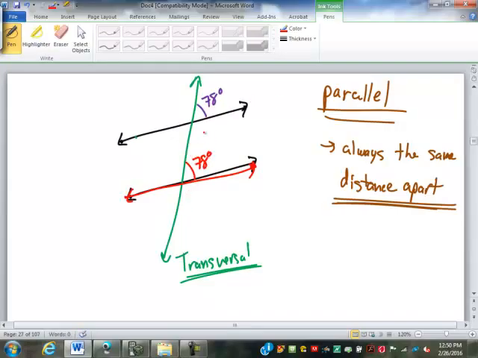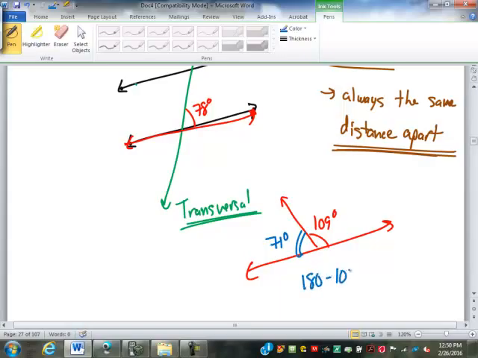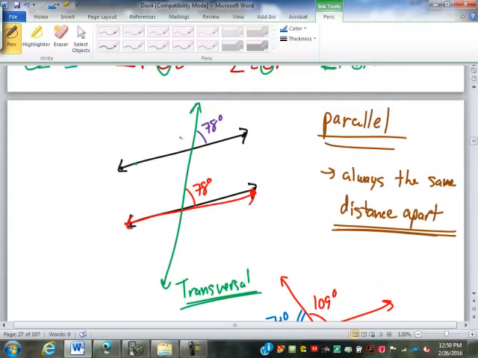Now there are some relationships between angles that we need to know. If we have two angles that add up to a straight line, let's say this angle here is 109 degrees. Do we know what this angle has to be? Yeah, what's it got to be? 71. How do we get that? 180 minus 109. So this angle up here would have to be what? 102. 180 minus 78.